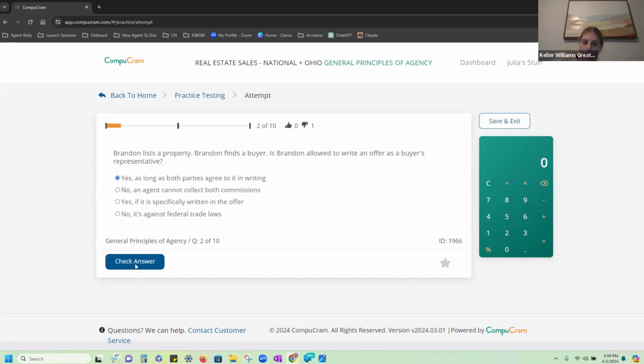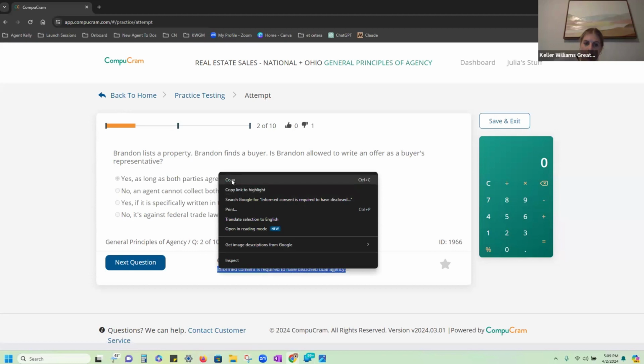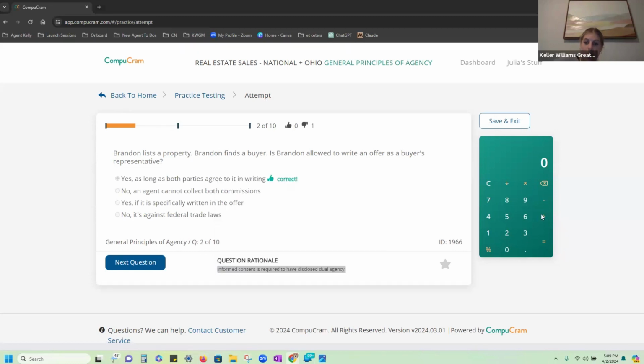All right. A, yes, is correct. Informed consent is required to have disclosed dual agency. So as long as both parties agree to it in writing, it's an executed contract. Okay, good job.